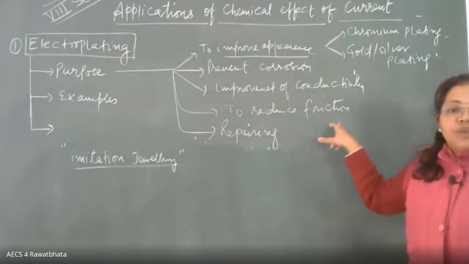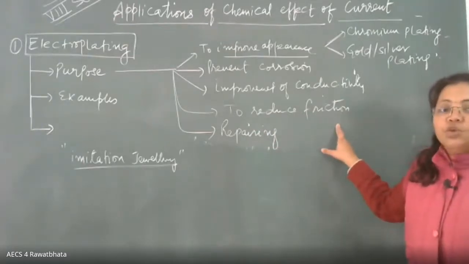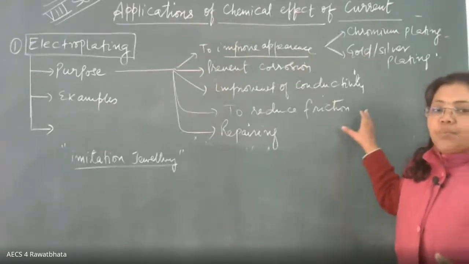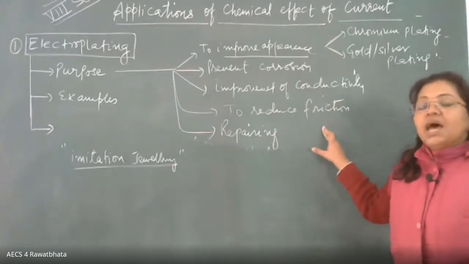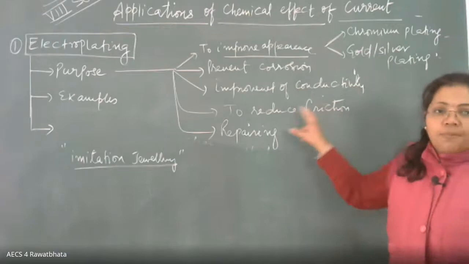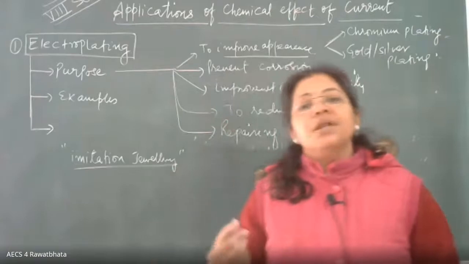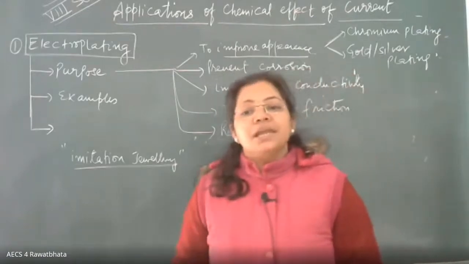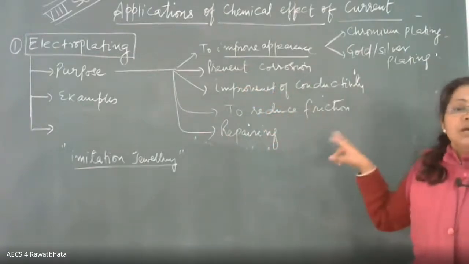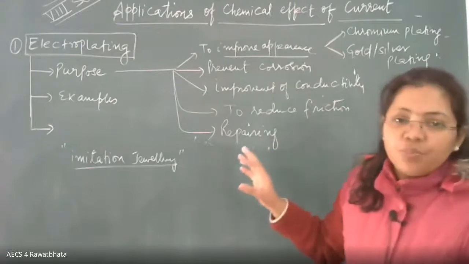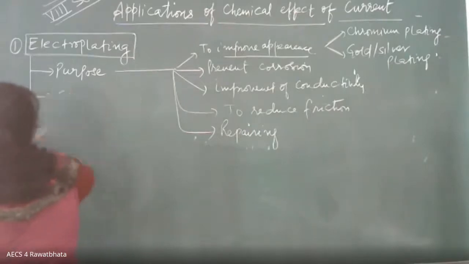Similarly, to reduce friction: if a surface becomes very uneven, it will offer more friction. So with the help of electroplating, we deposit a layer of a metal, and because of that the smoothness increases and automatically friction decreases. Then repairing. There are certain smaller machinery parts whose repairing cannot be done by using metallic welding. So by using electroplating, we go for repairing. Up to this much we discussed in the last class about electroplating.